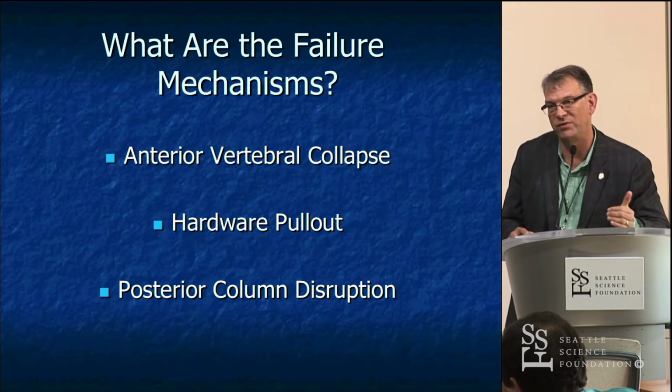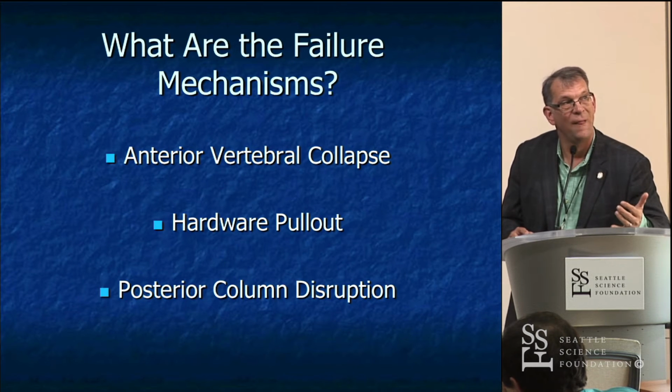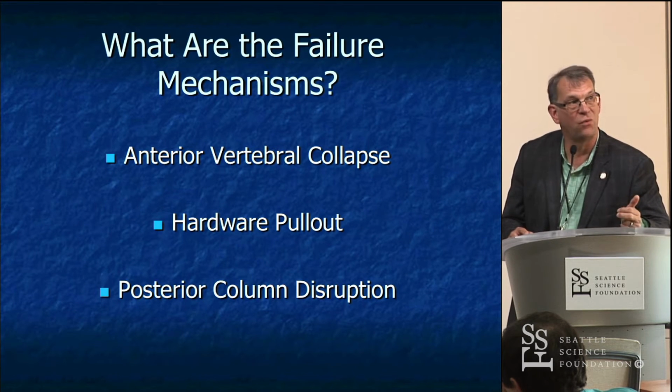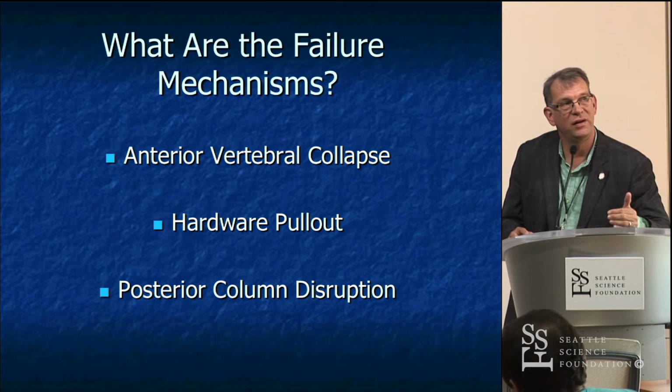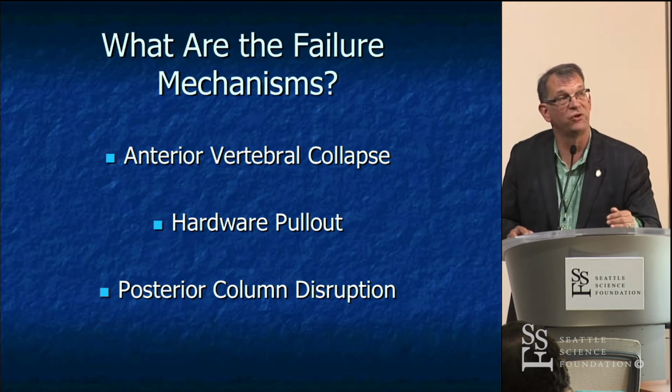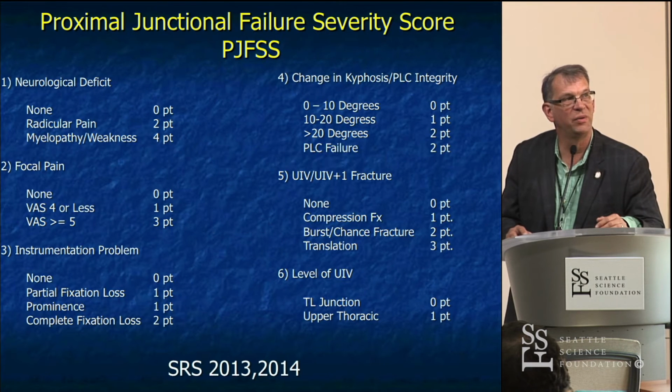So anterior vertebral collapse, we've talked about. That's a compression fracture, usually of UIV or UIV plus 1, and that in and of itself produces kyphosis, and with worsening injury, the kyphosis progresses to an even greater level. Hardware pullout posteriorly is a type of disruption posteriorly, and that can be an independent predictor of need for revision surgery as well. And then the issue that is, in my mind, probably the most dangerous in terms of neurologic vulnerability, and also probably the most common, or when it occurs is a predictor of need for revision surgery, is posterior column disruption, and we're going to focus on that in a good bit of the rest of the talk.